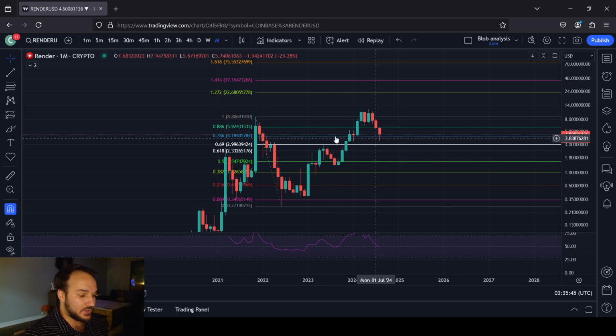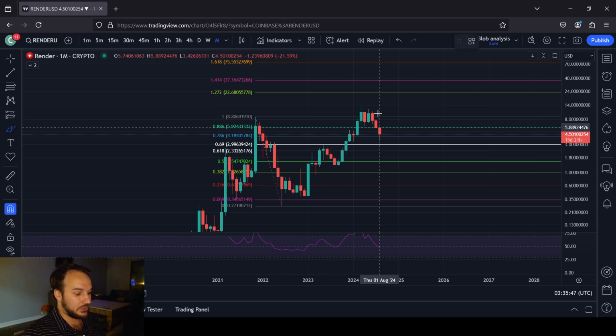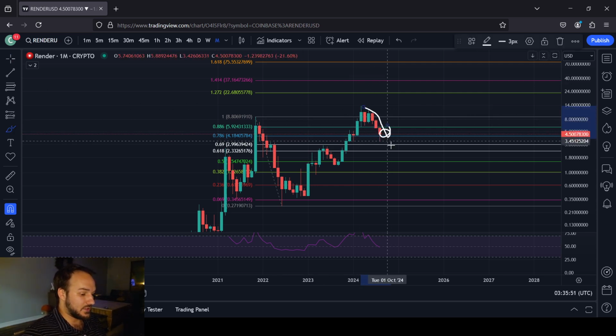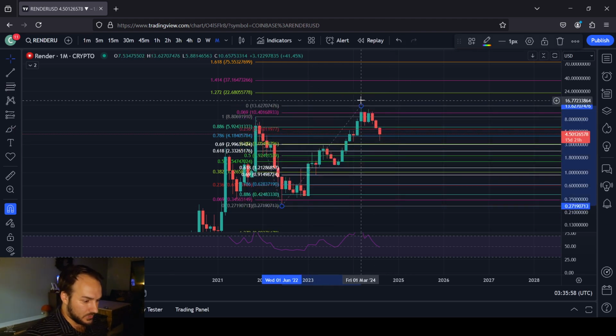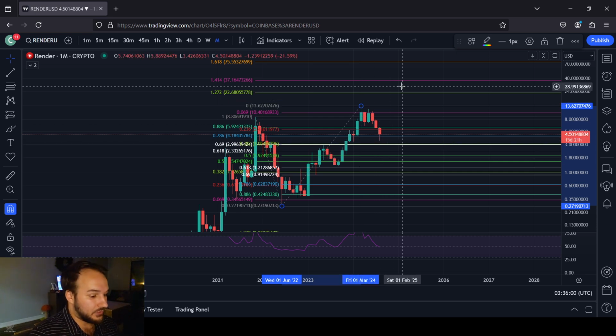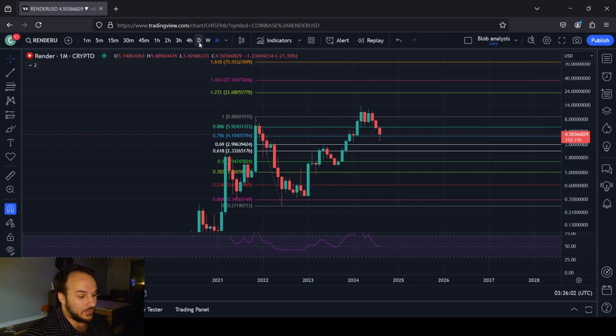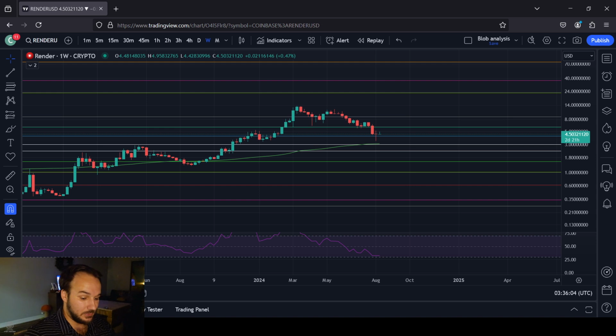Maybe you find one here at the 786. Pretty common procedure if you can't quite break out like this to pull back to your 786, 886 zone, even your 618. So I'm not worried about the price right now. From a low point to a high point, you're also really close to that 382. You could go lower and you'd still be fine, Render. You really could go lower and you'd still be fine.